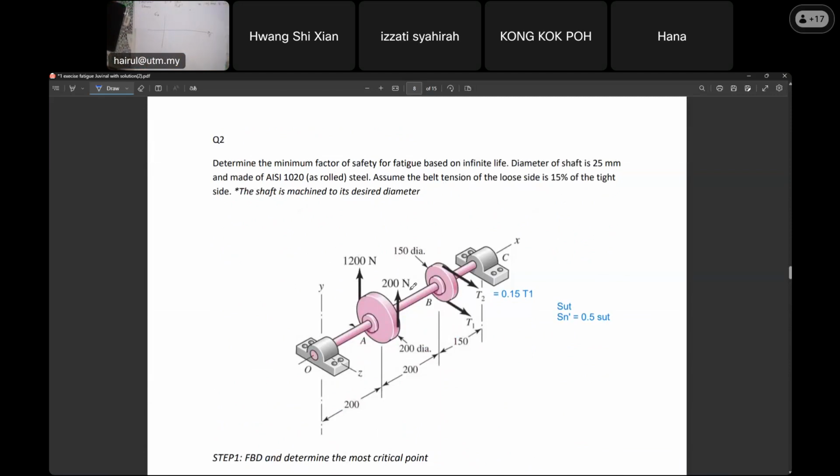We need to determine based on infinite life. So it means high cycle, 10 to the power 6 cycles. It means the shaft is rotating at high revolution. We want to design it to be infinite life, which means 10 to the power 6 cycles and above. That's why we use the Sn from before, the endurance limit. Understand, class? So now, the bending stress.